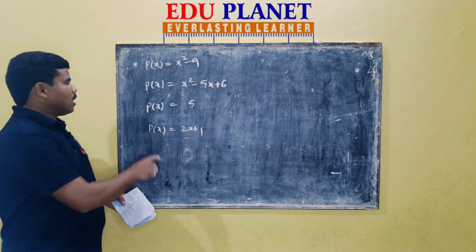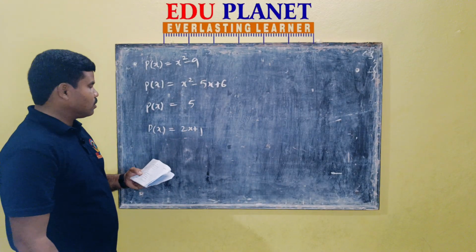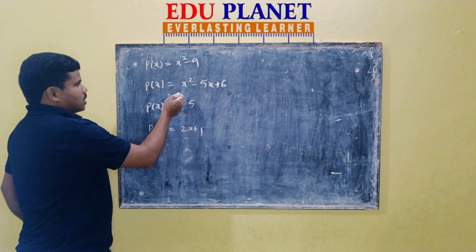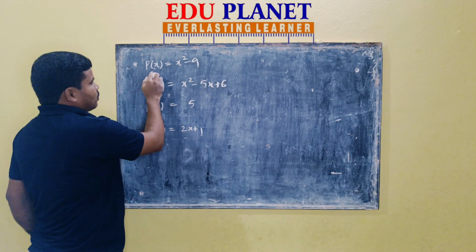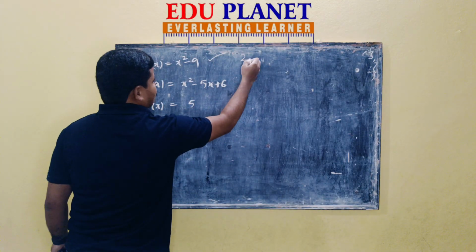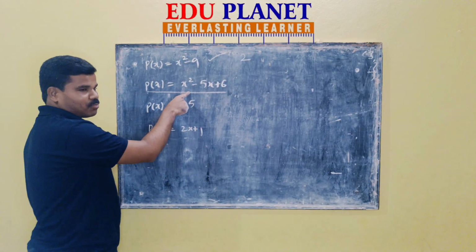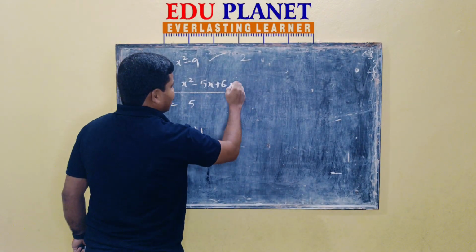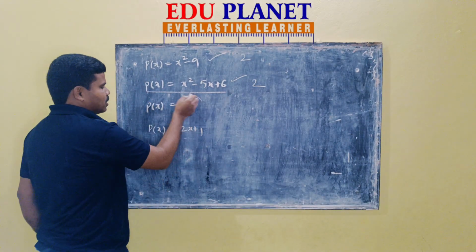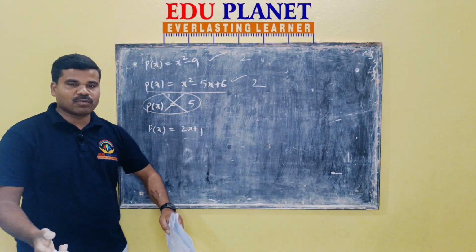The next one, they have given four kinds of polynomials. Out of them, we need to find which polynomial will have only one zero. We'll see that. Firstly, polynomial p of x equals x square minus 9. This is a quadratic polynomial. It means it will have two zeros. And vice versa, the second one is also a quadratic polynomial only. A quadratic polynomial can have two zeros. Next, p of x equals 5. No, this is not a polynomial because there is no variable in it.